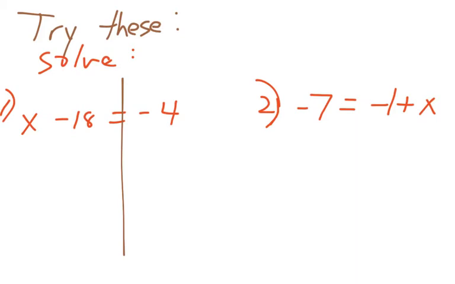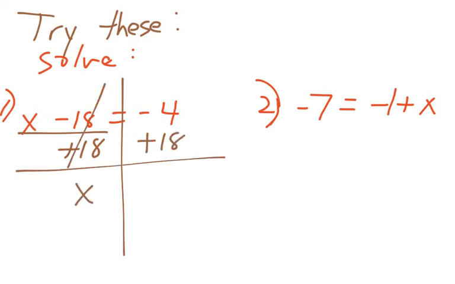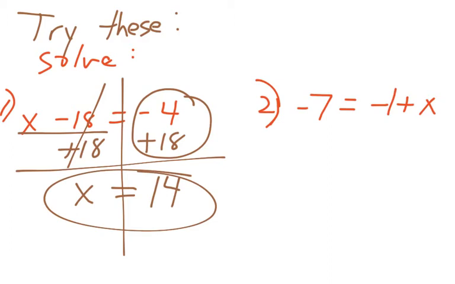For the first one, x is on the left-hand side, and 18 is being taken away from x. So the inverse operation of taking away 18 is adding 18 to both sides. So now we get 0 on that side, so we're just left with an x. And then we do negative 4 plus 18, which is like subtracting. 18 minus 4 is 14, and keep the sign of the larger number, which is 18, so positive 14 for x. Awesome. And if you plug that in, 14 minus 18 does in fact equal negative 4, so it does check out.